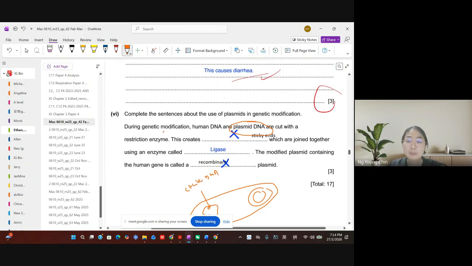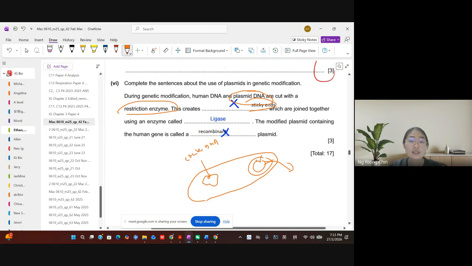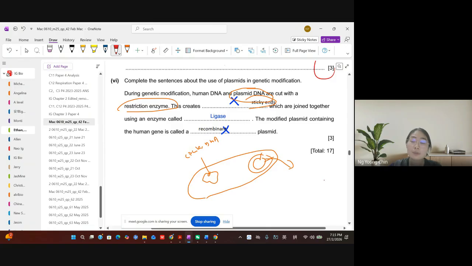So during genetic modification, human DNA and plasmid DNA are cut with the restriction enzyme. The restriction enzyme is a scissor. It helps to cut part of the gene. So they take out the bacterial plasmid and use this enzyme to cut a certain region on the plasmid DNA, and then create a sticky end. What's meant by sticky end? After the portion of the bacterial plasmid is cut and removed, it will just look like this.